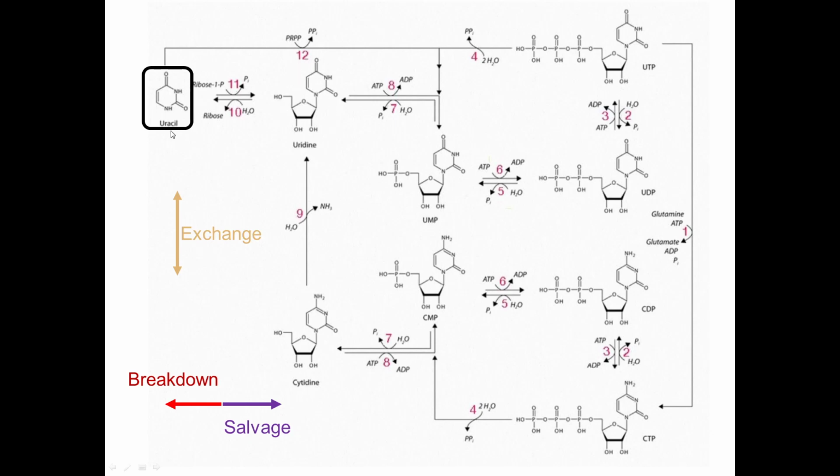It's the only one that gets cut off of the sugar. And it's just a hydrolase, and it releases it as ribose. Notice that's different. In the purines, when I cut them off of their sugars, I used a phosphorylase, and it ended up with a ribose 1-phosphate.